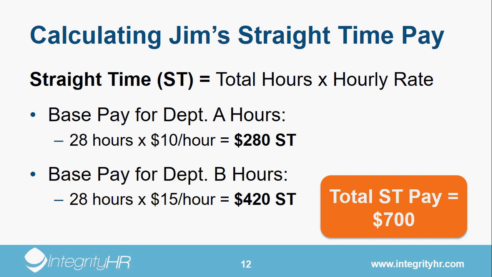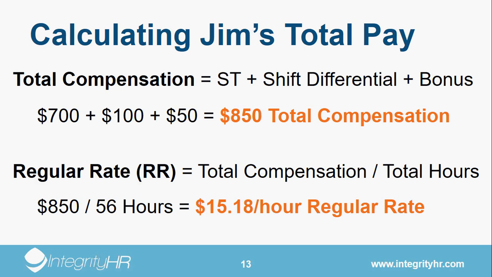Mm-hmm. So in this example, in Department A, he's got 28 hours at a rate of $10 an hour, or he has $280 straight time. Then let's take a look at Department B's base pay, and that's 28 hours at $15 an hour. So that equals $420 of straight time. So his total straight time pay ends up coming in at about $700.